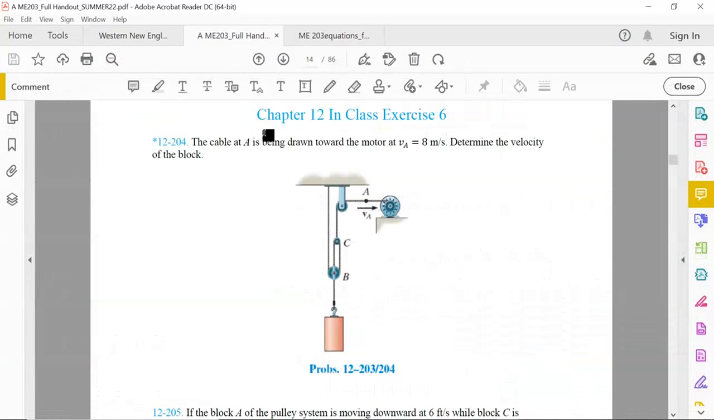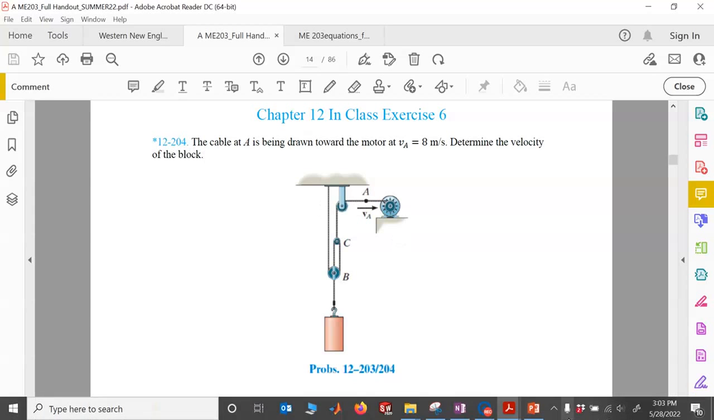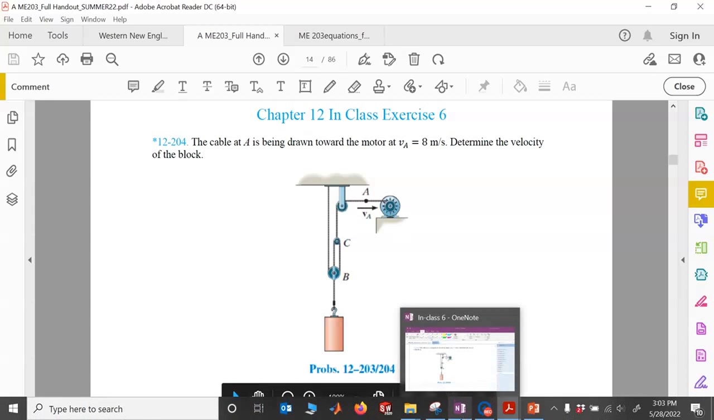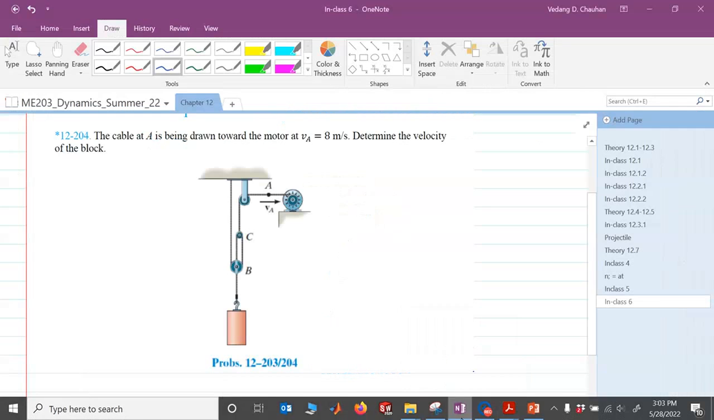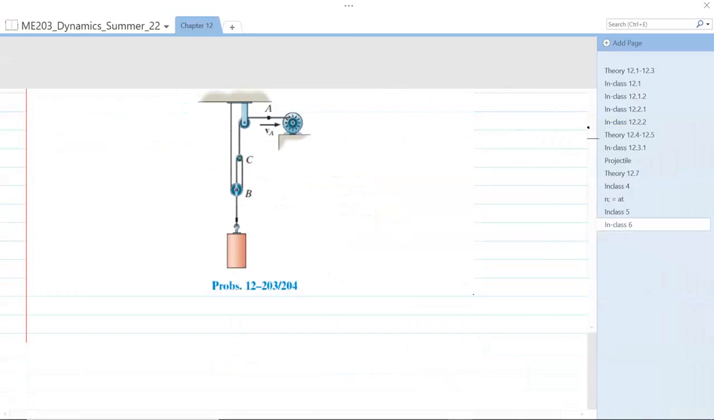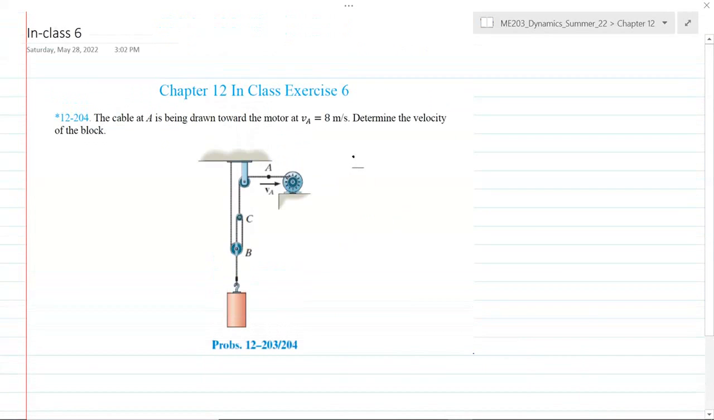In this video, we will work on chapter 12 in class exercise 6, problem number 12-204, absolute dependent motion analysis. The cable at A is being drawn towards the motor at velocity 8 meters per second. Determine the velocity of the block.